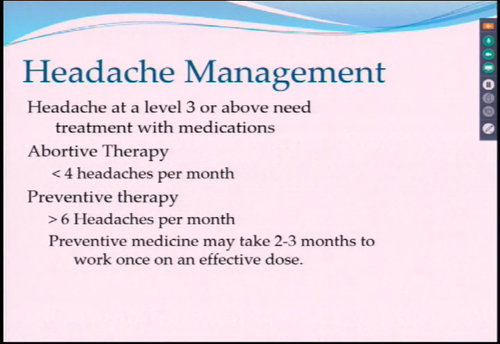So when we talk about headache management, medications are used for headaches that are level 3 and above. People should not be using headache medicines if they have a level 1 or level 2 headache. Now, that said, there's always exceptions to the rule. If I were to do a lot of reading and look at it, when should you treat people with headaches and not, and when are they overtreated? If you have less than 4 headaches per month, you can get by with an abortive medicine. If you have more than 6 headaches per month, tiny ones or big ones, you should probably be on something for prevention.